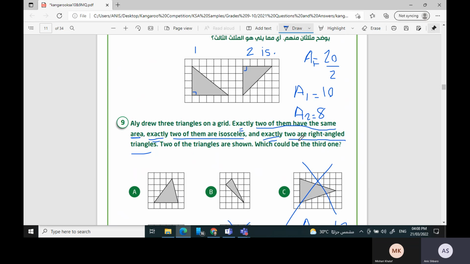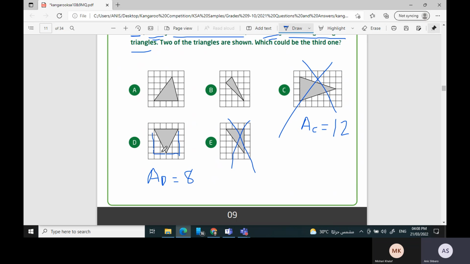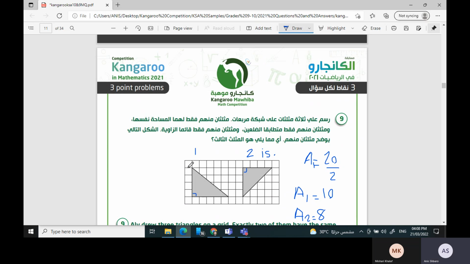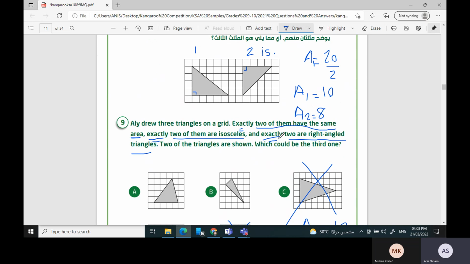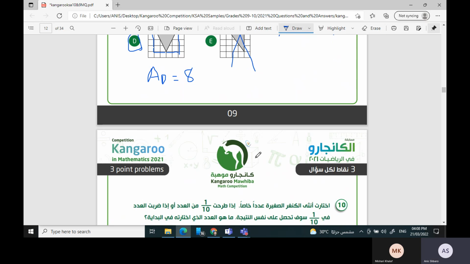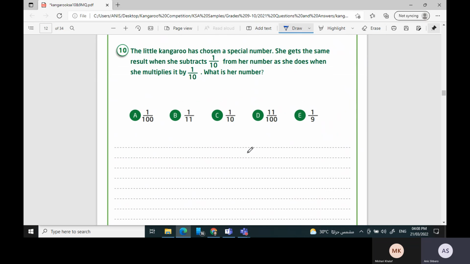Now exactly two are right angles, so I have the first triangle with a right angle and the second one the same. So this one must never have a right angle, sorry. So yes, we are fine, and I'm going to circle it directly. Okay, so in this process we are testing only the results to get the final answer. Okay, let's move on because this one is easy, so I'm not going to waste time on it.